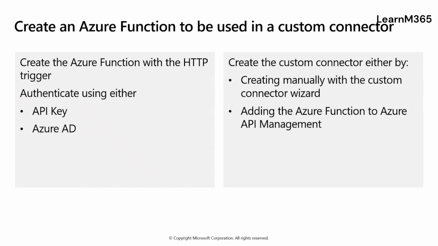So basically you can use the custom connector wizard, or you can go for this APIM. But in this particular session, we are not covering APIM. You can go through the articles around that. We would be only covering the custom connector wizard. And when you use an Azure Function, you should be using the HTTP trigger, and you can authenticate your function either using an API key or Azure AD.